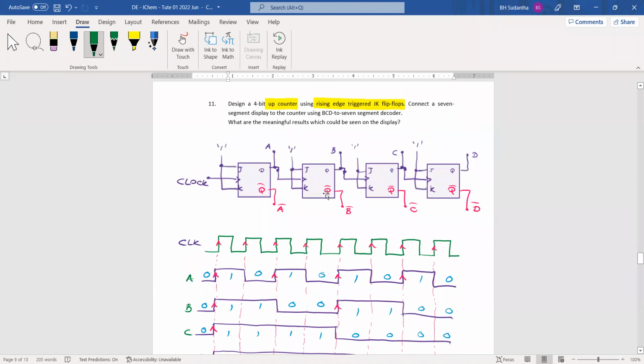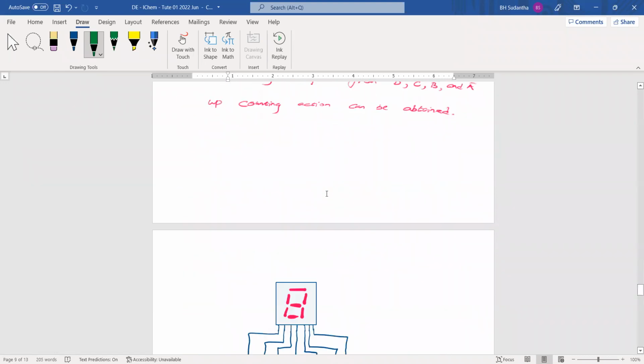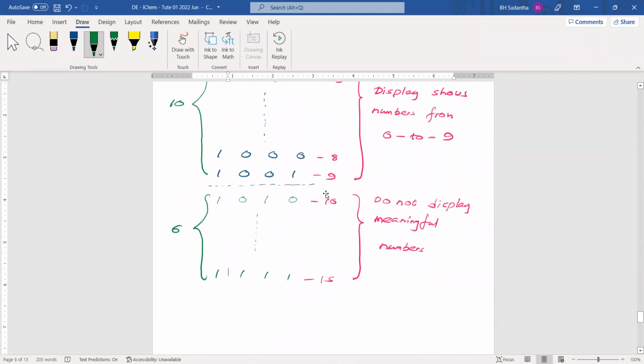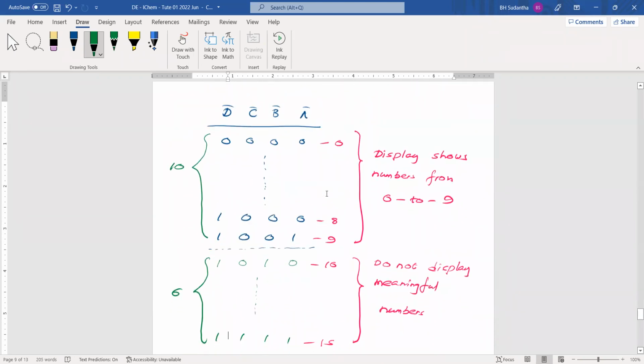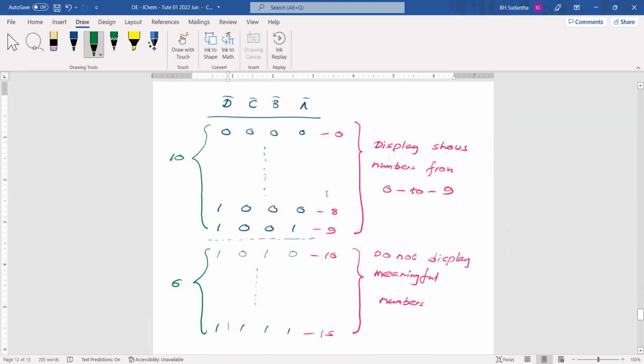What are the meaningful results which would be seen on the display? Here we can see, and we can mention it like this. And when you have a question like that, it's not necessary to write all these 16 combinations. You can save your time. It's obvious that when you write the first combination and the last combination, and maybe a couple of those, in between you can put dotted lines showing that it's continuing.